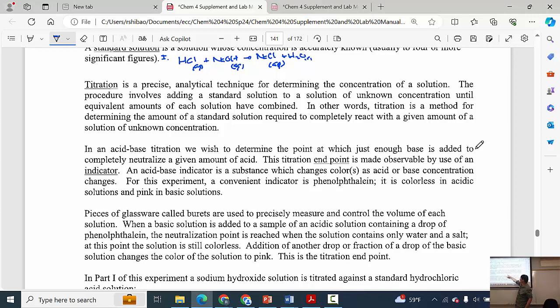For this experiment, a convenient indicator is phenolphthalein. It is colorless in acidic solutions and pink in basic solutions. And so this is how we're going to use this to determine it.